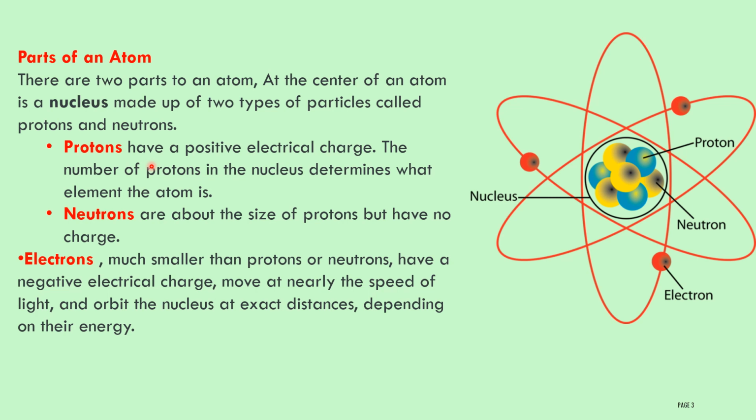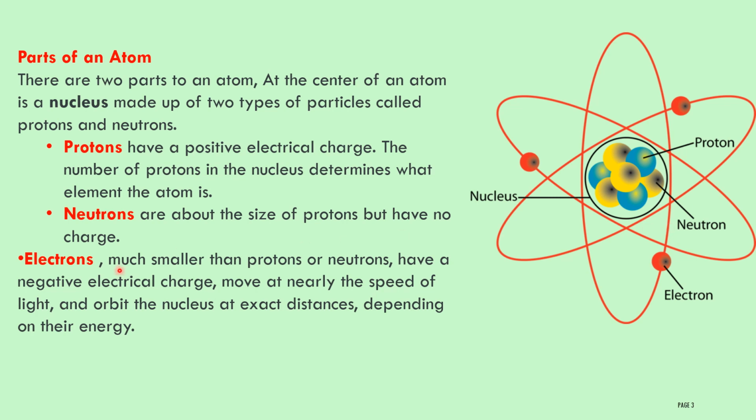Protons have a positive electric charge. A proton always carries a positive charge. The number of protons in the nucleus determines which element the atom is. Neutrons are about the size of a proton but have no charge. A neutron does not have any charge. The size of a neutron is equal to the size of a proton.